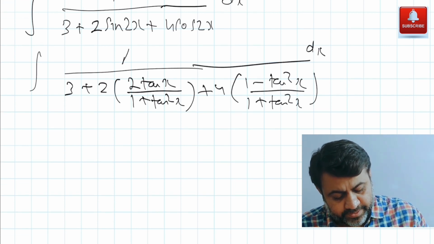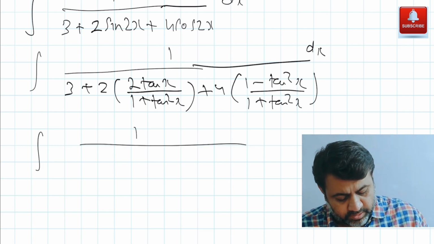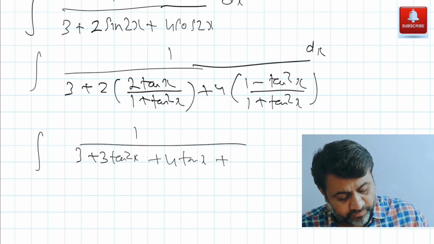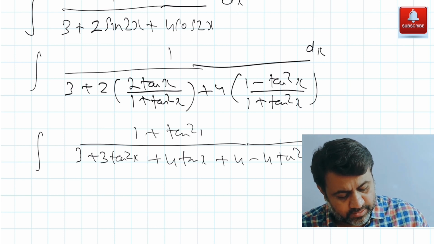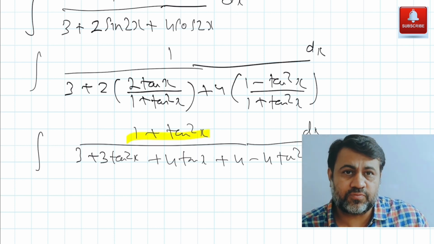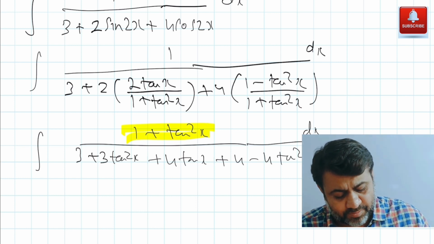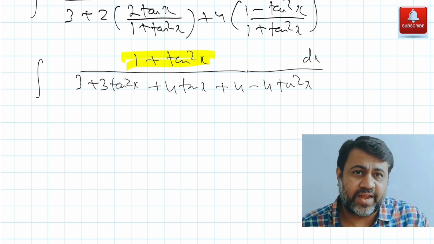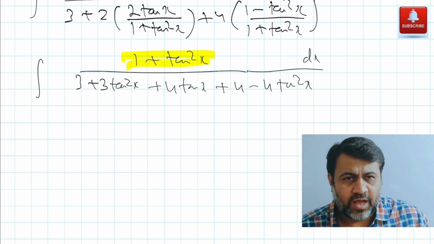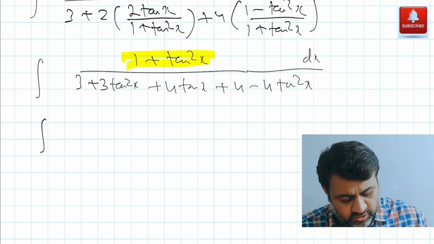We simplify this a little bit. So we get 3 plus 3 tan square x plus 2 and 2 will give me 4 tan x, plus if I open the bracket I get 4 minus 4 tan square x, everything divided by 1 plus tan square x, which I take in the numerator, 1 plus tan square x dx. Next step, 1 plus tan square x we are going to write as sec square x. So quite similar to the previous thing. Only thing is previously we had sin x and cos x, now we have sin 2x and cos 2x. So a slight change in how we apply the formula. So this is sec square x.